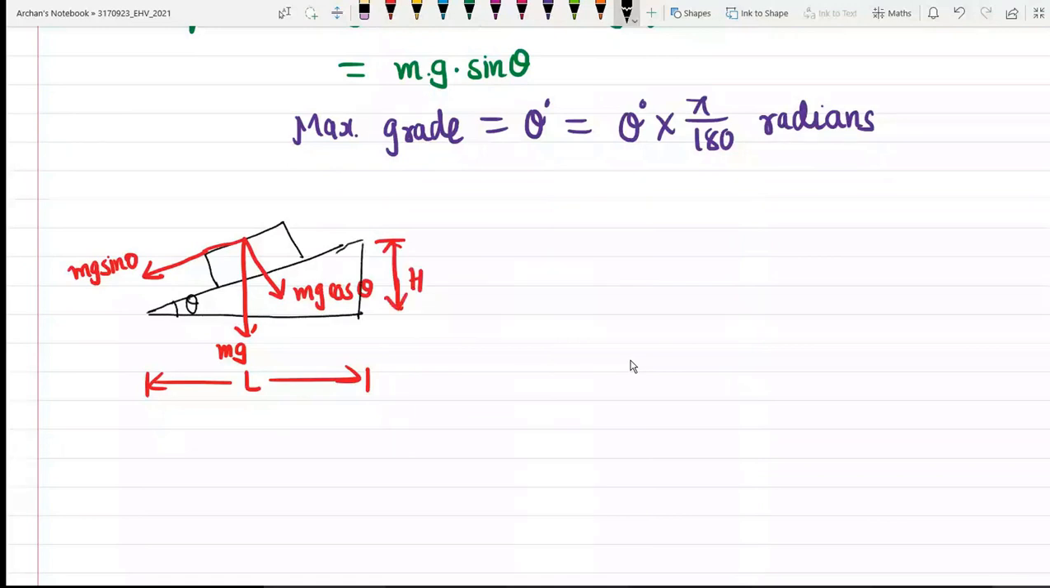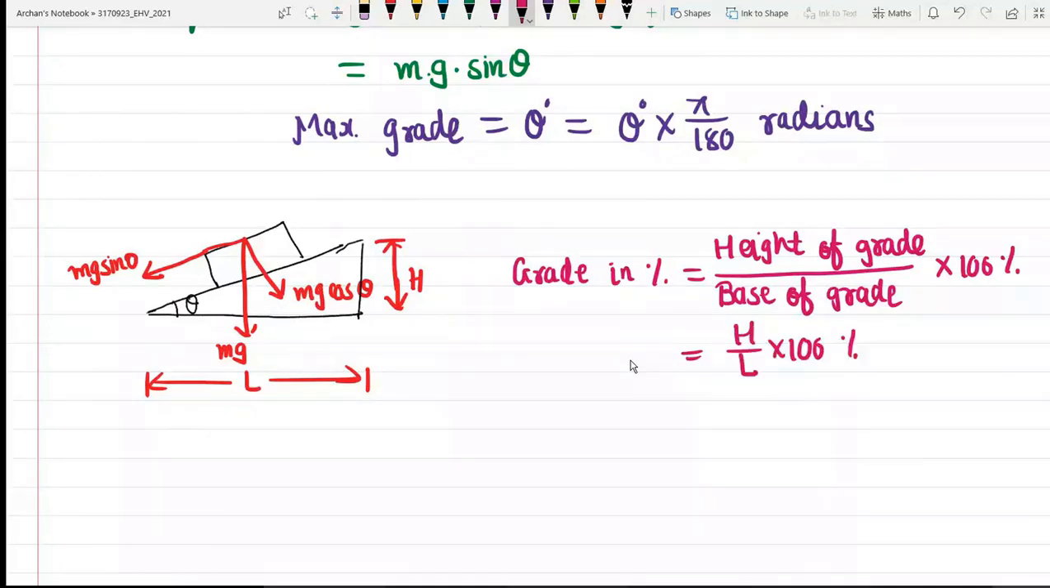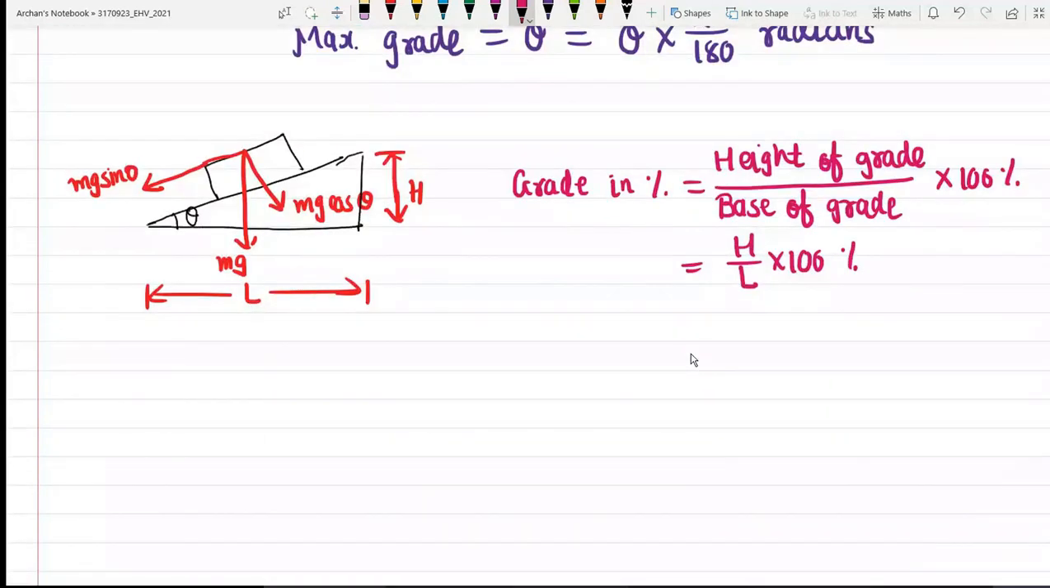Okay, and in order to find out this grade, now what will we require? Suppose we are finding the grade in terms of percentage, then it is equal to the ratio of the height of the grade to the base or length of the grade multiplied by 100. Okay, so h by l into 100 will give us the grade in percentage. And suppose you want to find out the grade in degrees, then it is given by tan inverse h by l.